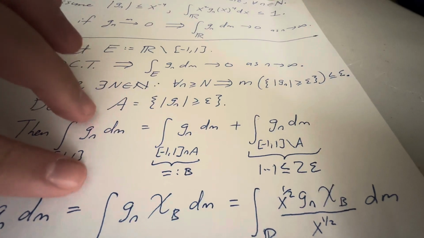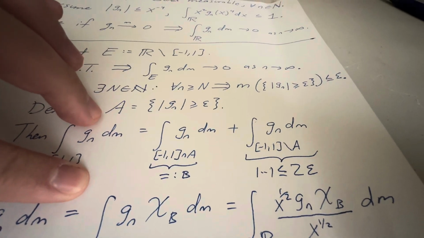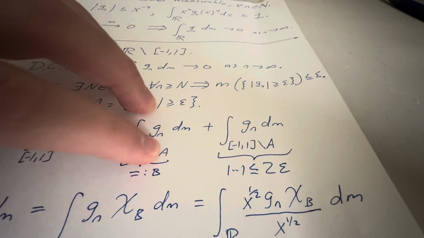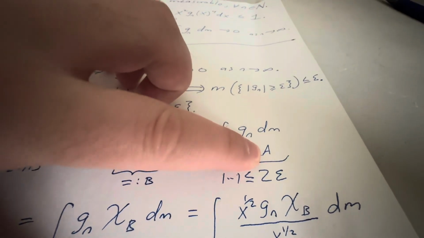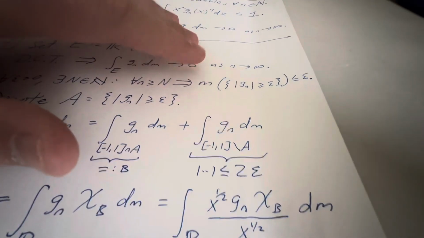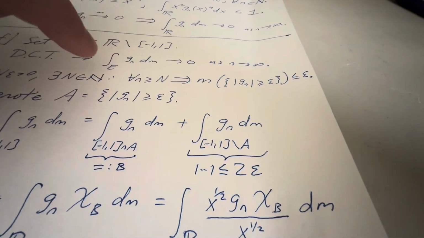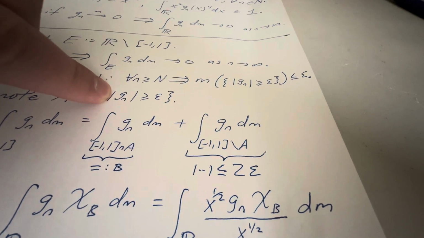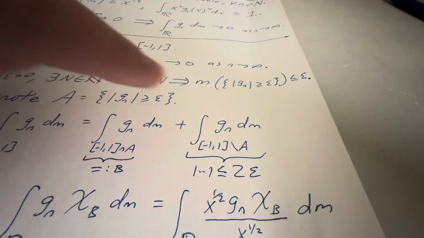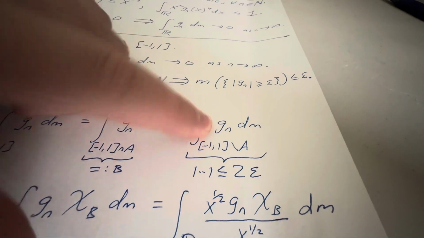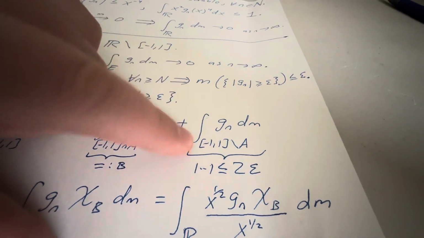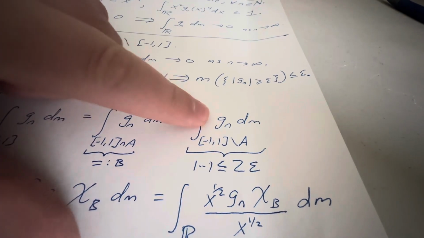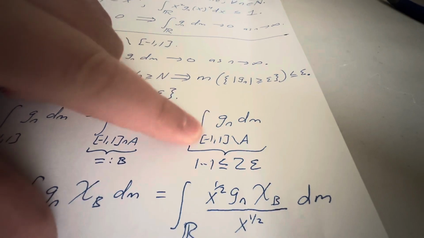We want to make sure that this integral is small. And the way I'm going to do it is I'm going to split it into the piece that's inside of A and the piece that's outside of A. And the first thing I notice is that if we are outside of A, then by definition of A, the absolute value of gn is bounded above by epsilon. So I can replace this in absolute value. So that's what I'm writing down here.